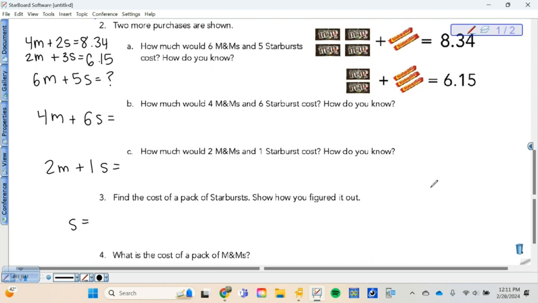So we can use these 2 purchases to figure out the cost of this purchase.